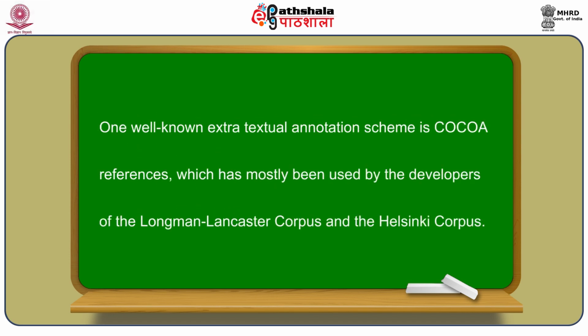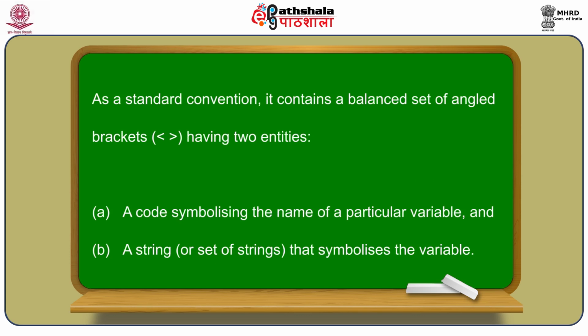So these two corpora, particularly the Longman-Lancaster corpus and the Helsinki corpus, followed the COCOA reference model. So we can find out how that COCOA information was embedded into the text and what kind of notation or standard conventions they used. So what happened? All those texts were encoded with the COCOA standard, both for intertextual and extratextual information, and they normally used angle brackets to annotate the text.